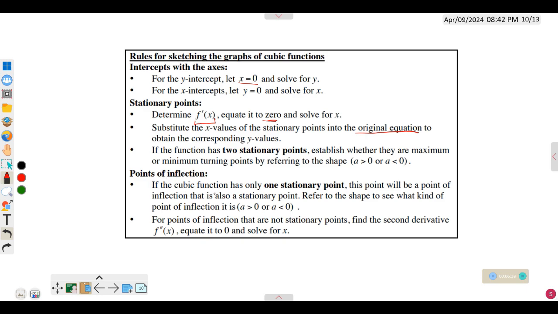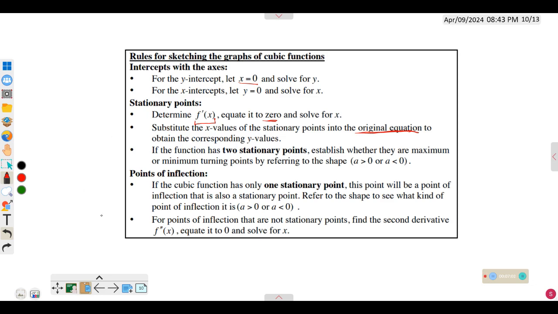It says if the cubic function has only one stationary point, a lot of information that you don't need. But for points of inflection that are not stationary points, find the second derivative and equate to 0, then solve for x. Remember, after solving for x, take the value of x that you get and substitute it back into the original equation, not the second derivative.